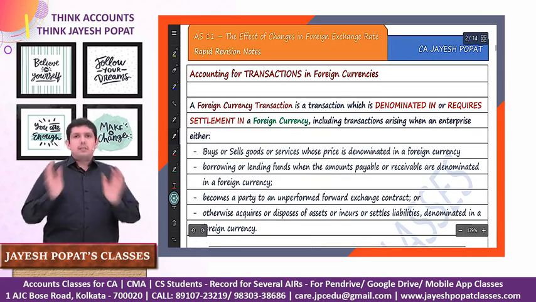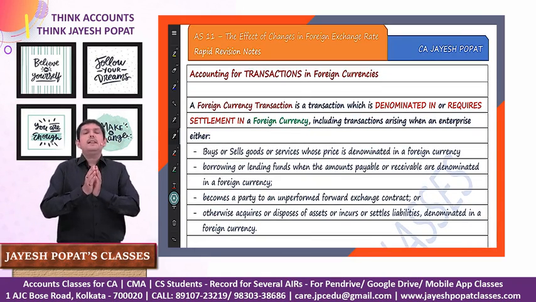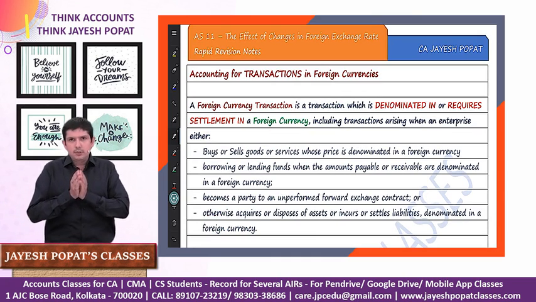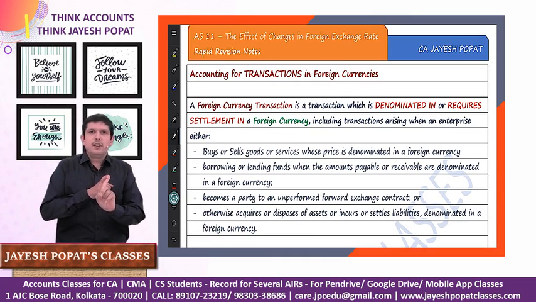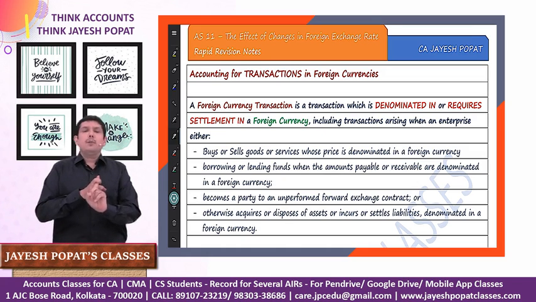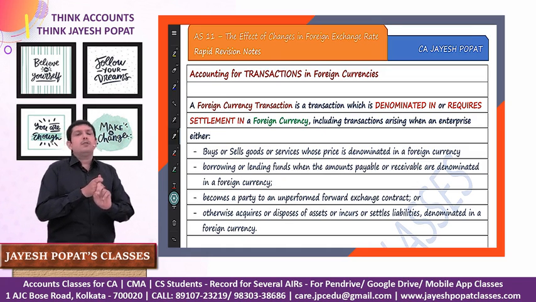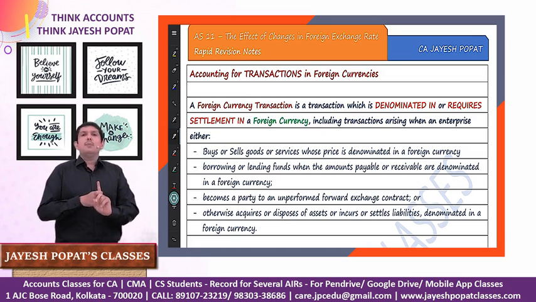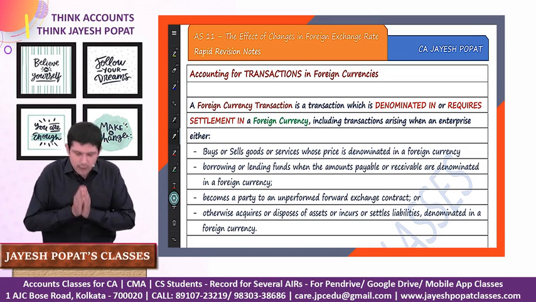Then we'll talk about the first topic. See, we said that this standard will give us guidance in relation to three topics: accounting for transactions in foreign currencies, then translating financial statements of foreign operations, and then forward exchange contracts. We are starting with the first topic, which is accounting for transactions in foreign currencies.